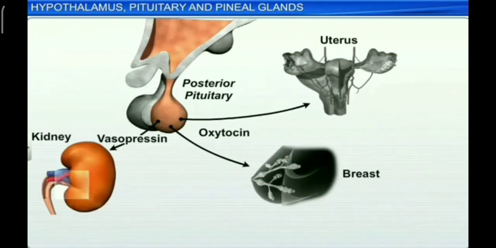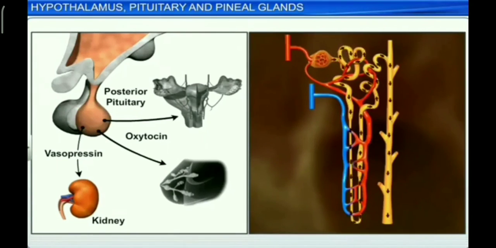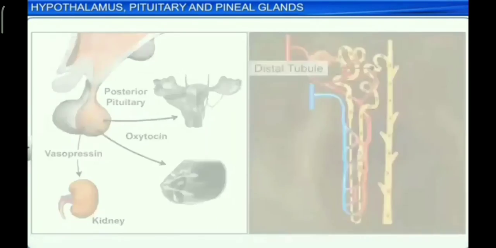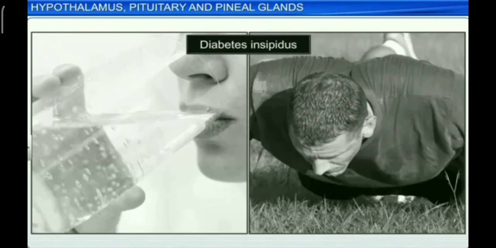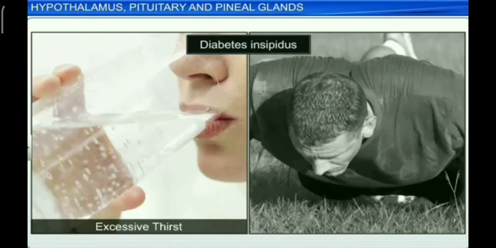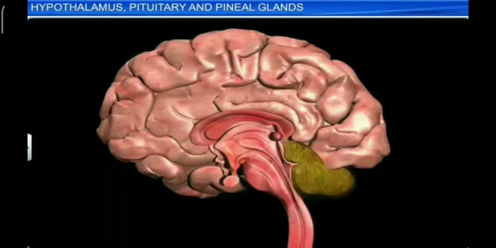ADH stimulates the reabsorption of water in the DCT and collecting ducts of uriniferous tubules of the kidney. It decreases loss of water by reducing the urine quantity. It increases blood pressure by causing vasoconstriction. Deficiency of ADH reduces water absorption and increases urine output. This condition is called diabetes insipidus. Excessive micturition causes excessive thirst. This condition is called polydipsia.